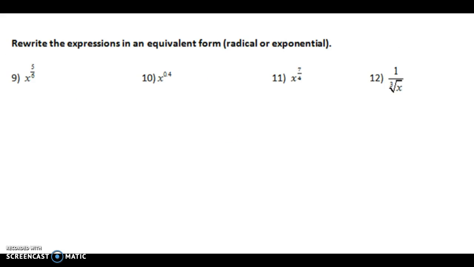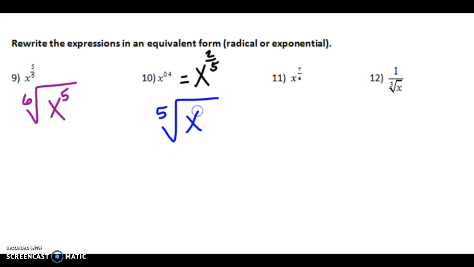All right, so let's rewrite these next ones from radical form to exponential or vice versa. Since this is x to the 5/6, our index would be a 6. We'd have the 6th root of x to the 5th power. X to the 0.4. 0.4, guys, hopefully you know, is 2/5. And so when I rewrite that one, that's like saying the 5th root of x squared. This next one for number 11 says x to the 7/4, so we have the 4th root of x to the 7th. And then last but not least, let's take a look at this one.